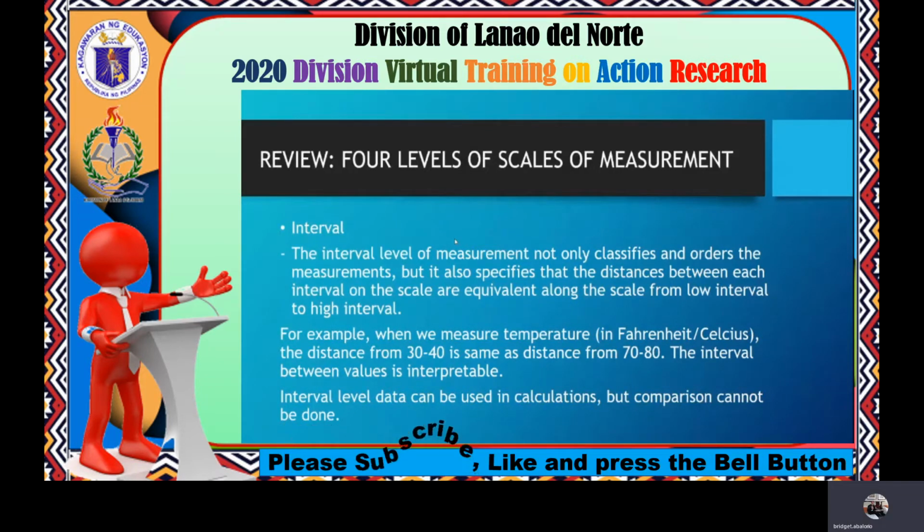So we can say that the distance from 30 to 40 is just the same with 70 to 80. But in the interval level, data can be used in calculations, but we cannot compare them. Comparison cannot be done in the interval level. So I'll give you more examples on the interval, because we'll have short activities, and then maybe it will be clearer.